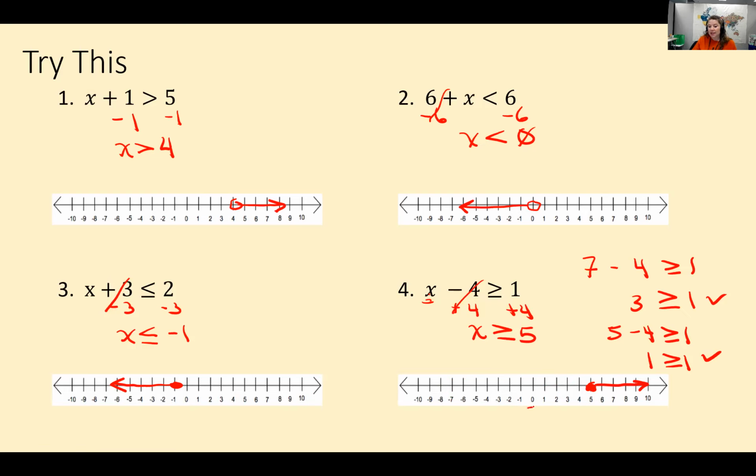For example, let's pick 4. If x is 4, 4 minus 4 is greater than or equal to 1. Well, 4 minus 4 is 0. Is 0 greater than or equal to 1? No, it isn't. That's why all these numbers are outside of my solution set.